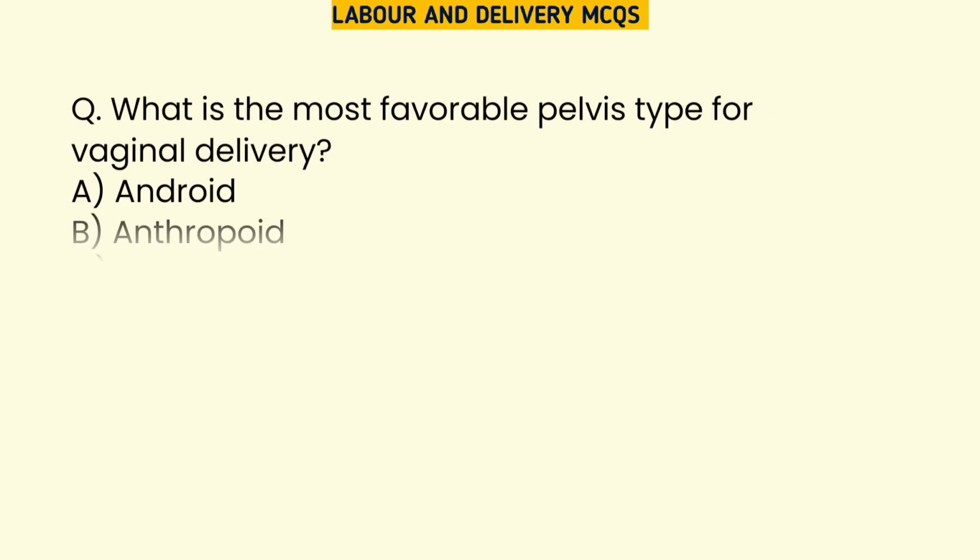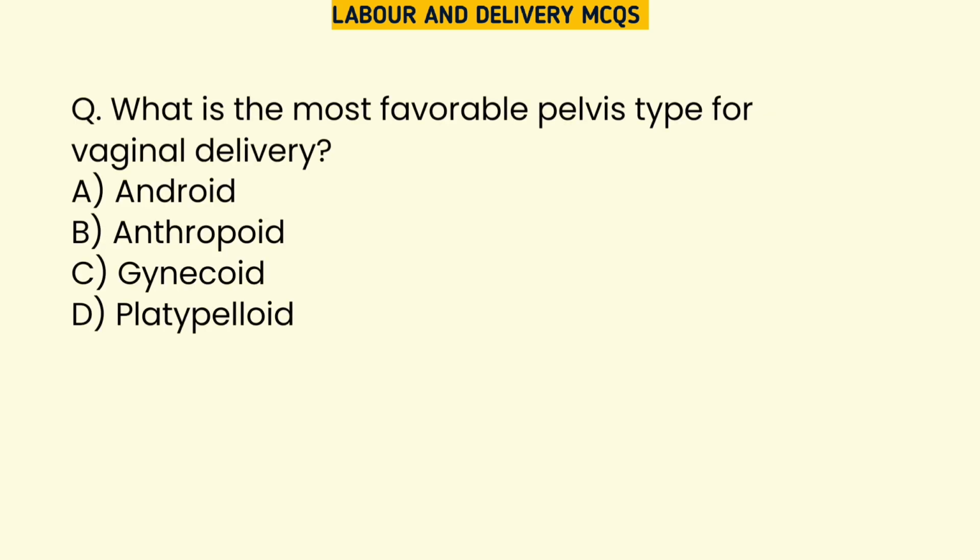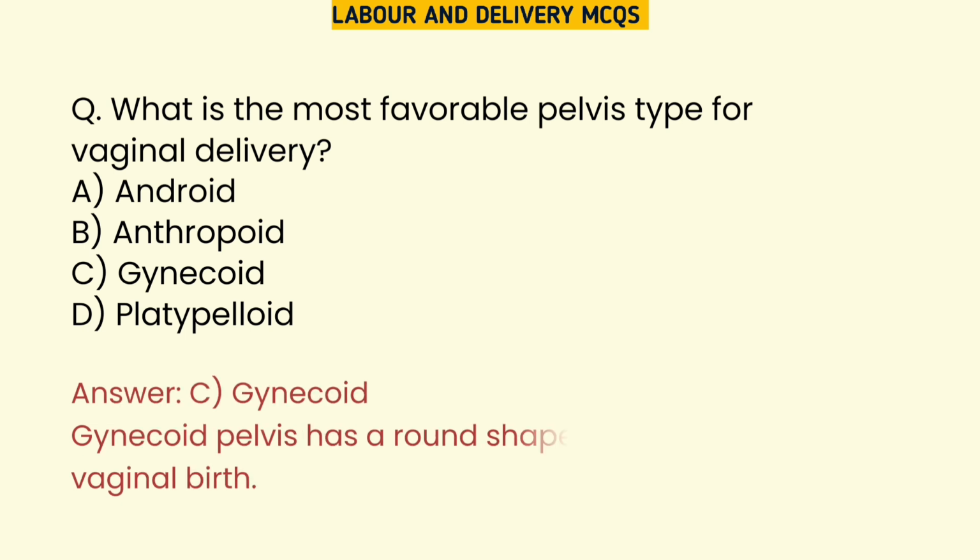Next question. What is the most favorable pelvis type for vaginal delivery? Correct answer is C. Gynecoid. Gynecoid pelvis has a round shape, making it ideal for vaginal birth.